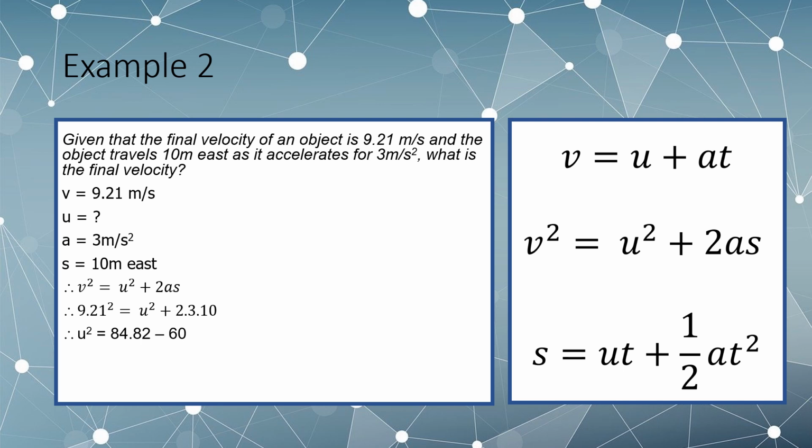That'll give us u is equal to the square root of 24.82. Remembering, to get rid of a squared, we take the square root of both sides, which gives us u is equal to 4.98 meters per second east. Remembering, it's now east because the direction is given in the question for our displacement.